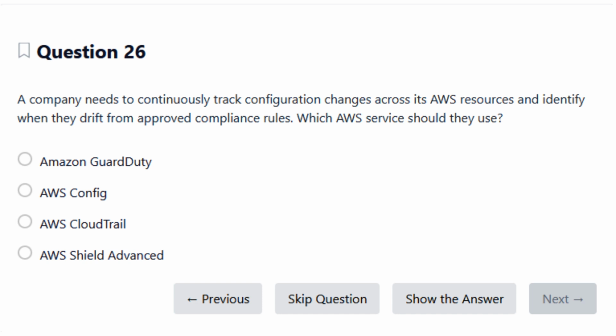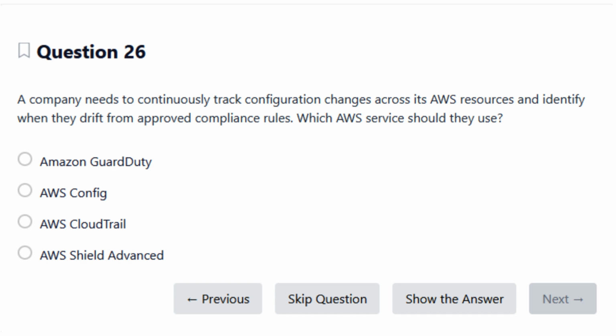Now let's wrap up this lesson with a quick practice question. This question is testing whether you can recognize the AWS service that continuously tracks configuration changes and detects when resources drift from approved compliance rules. As you read the options, focus on configuration history, compliance evaluation, and ongoing monitoring of resource settings, not threat detection or API logging. Take a moment to think through it, and in the next slide, we'll reveal the correct answer and explain why.